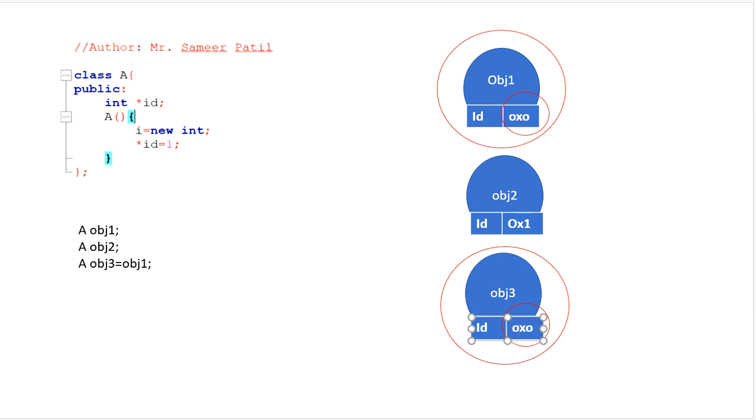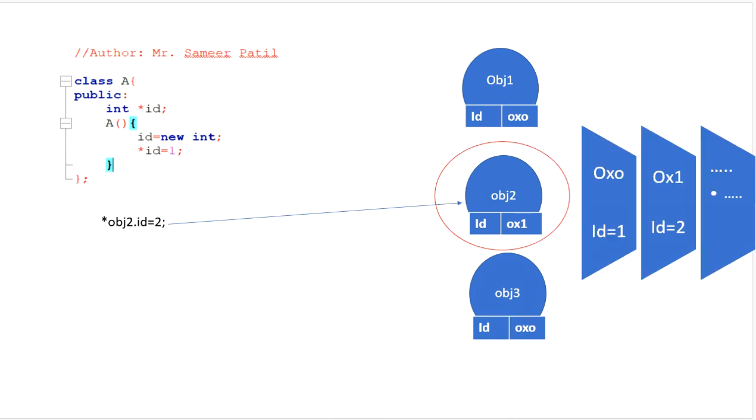What is the effect of this now? When you modify object2.id, it goes to the heap memory. Earlier we had stack memory. Now in the heap memory, it modifies the id in the heap, which is at 0x1. So the 0x1 memory is modified and its value is changed to 2. Now this is happening on the heap memory.